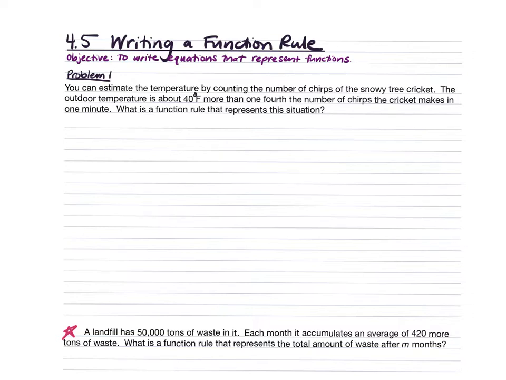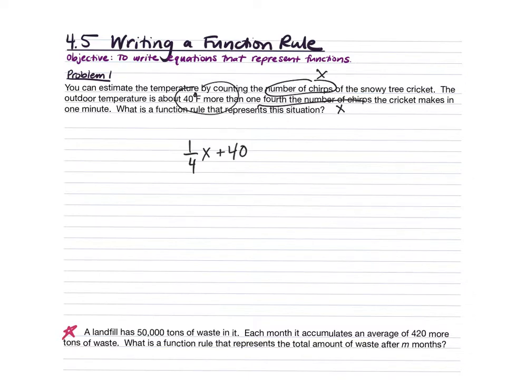So let's see, the number of chirps, that is what's changing, right? So this is my variable. Let's make that x. The outdoor temperature is 40 more than 1/4 the number of chirps. So again, number of chirps is x. 1/4 of that is 1/4 x. And then 40 more than that is plus 40. What function rule represents this situation?